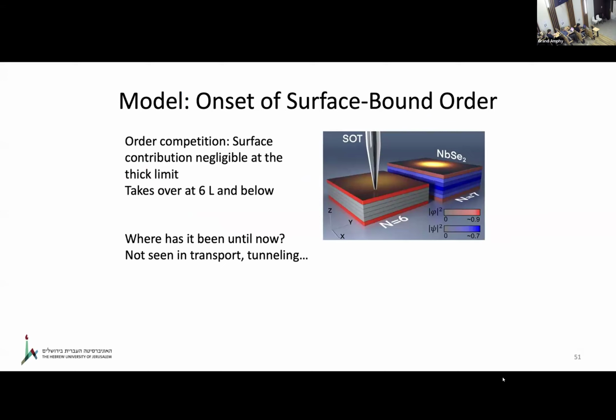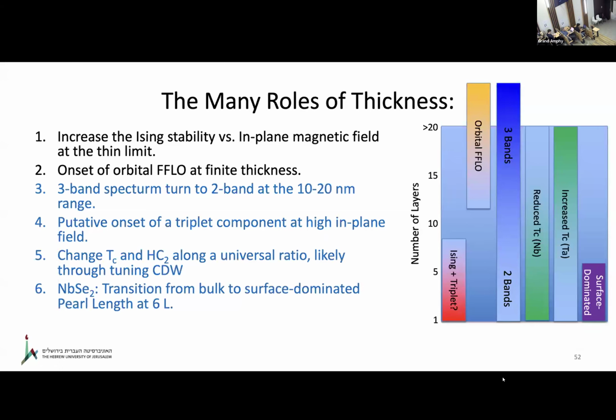So the big mystery is, where has it been until now? And what does it actually mean that you have something happening on the surface? Maybe the sample is cleaner. I don't know. I think also Kin Fai Mak and Justin Ye know how to build very, very clean samples. So what we see in this map now is that in addition to all the other effects, something shows up which could be surface dominated precisely below 6 layers.